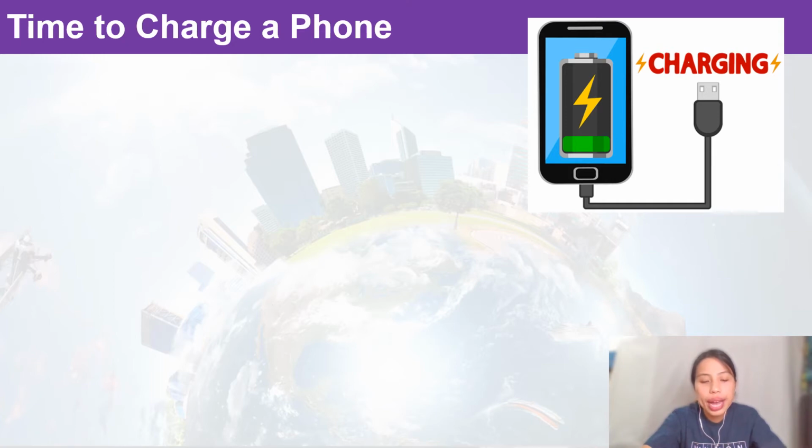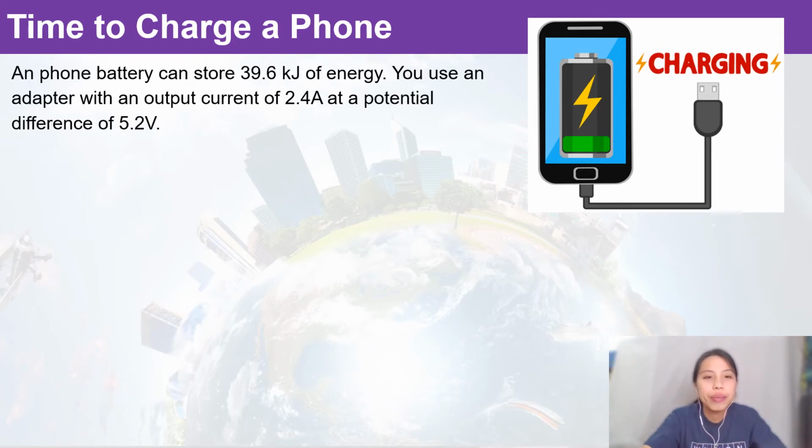So this one is to give you a heads up. Electricity can be involved in work done. I didn't show you any electricity equations here, right? But here I'll give you a heads up. So let's say you have a phone battery that can store up to 39.6 kilojoules of energy. It's an estimate. Different phones have different capacities.